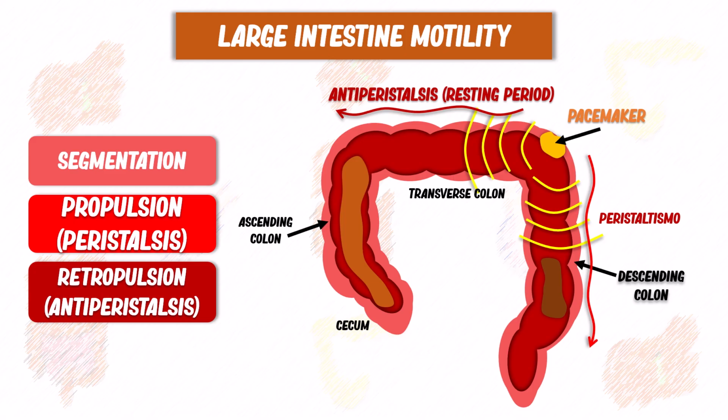The material entering this section is liquid, but the colon performs segmentation movements to absorb water and electrolytes, mainly under the influence of aldosterone. As a result, the material becomes semi-solid, eventually forming feces.